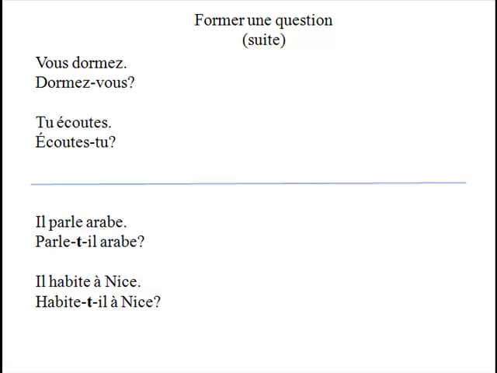Here we have some theory about forming questions. So as you remember from our past lesson, we looked at this. For example, vous dormez, dormez-vous? Tu écoutes, écoutes-tu? So we just swapped the places of the subject and the verb, and that was it. But in some cases, we also have t here, like let's take this example. Il parle arabe. Parle-t-il arabe? Or if you look here, il habite à Nice. Habite-t-il à Nice? So we have t here and here.